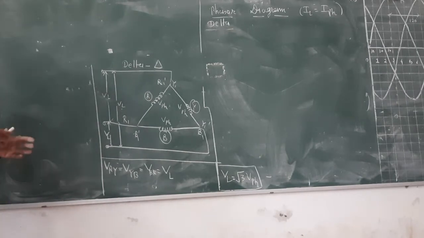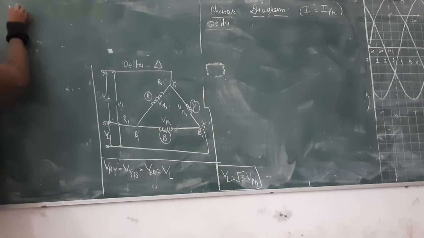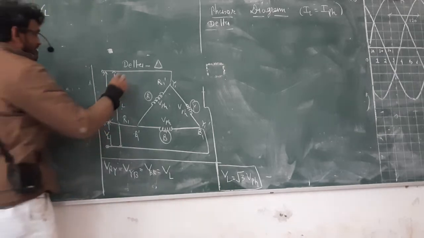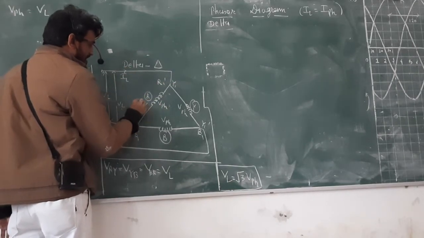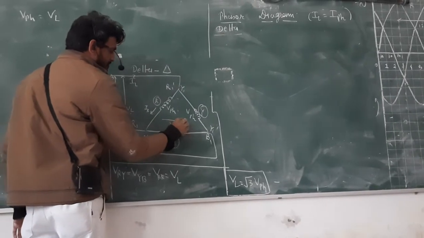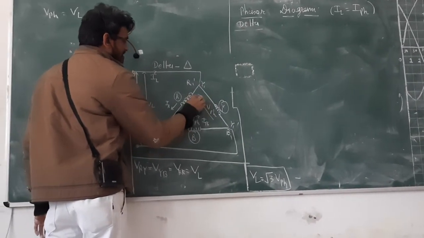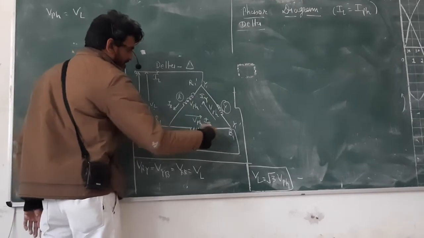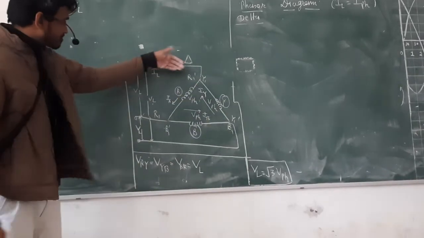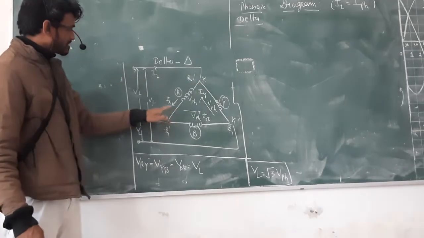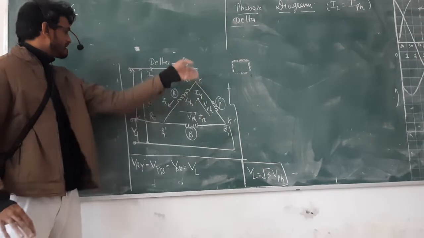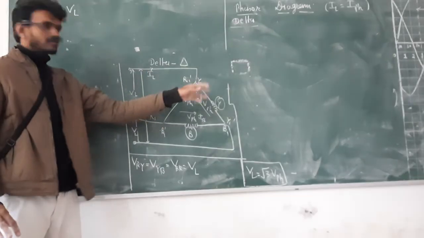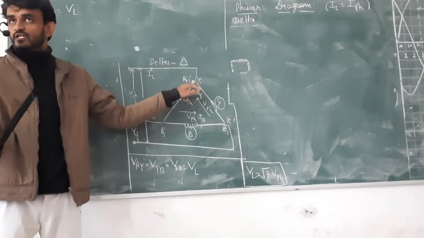So in delta, V phase is equal to V line. But current is not the same. Here is the line current. Here the current flows in this way, let's say IR, in this way IB, and in that way IY. At this junction, IR plus IY, something happens, or we can say IY, then IR and IB, some combination happens at this junction. So current is not the same.